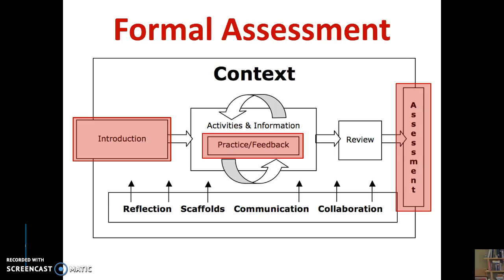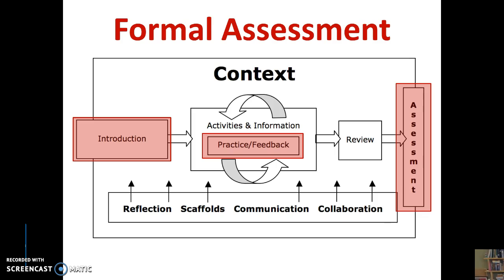Then, of course, the practice and feedback loop. That is a definite time to formally assess learning as it's happening. And then the terminal assessment at the end of the learning experience, where hopefully what you're measuring is actual levels of learning, if that is what you're measuring, whether it's skills, knowledge, or attitudes.